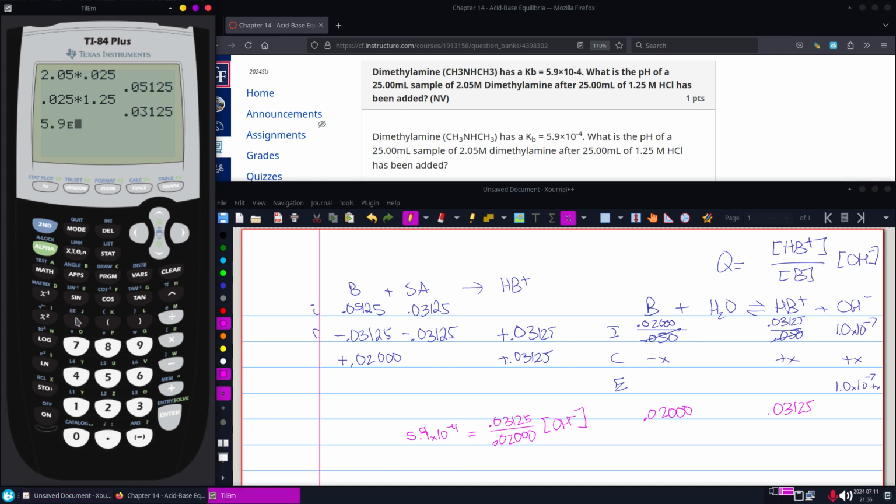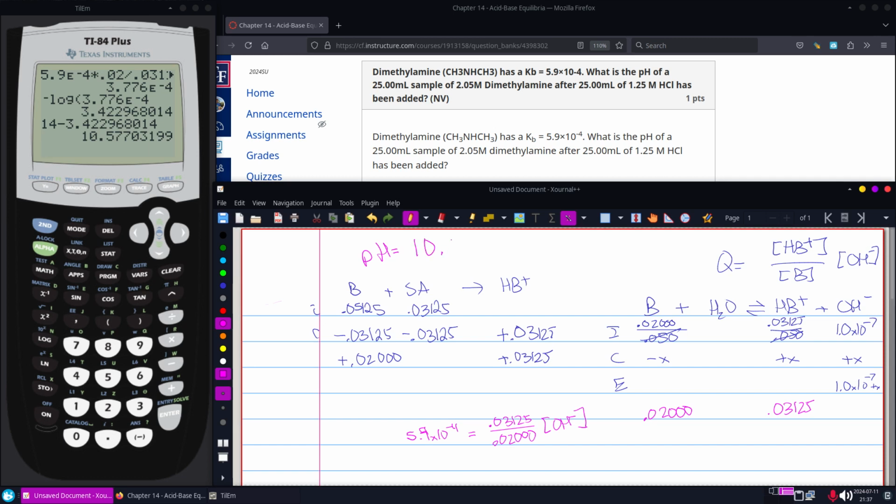So 5.9 times 10 to the negative 4th times 0.02 divided by 0.03125 gives me this, which should be my OH concentration. I'll take the negative log of that to get my pOH. And since this asks for a pH, I'll do 14 minus that value. And I get a pH, I'll just write it right up here on top, of 10.58.